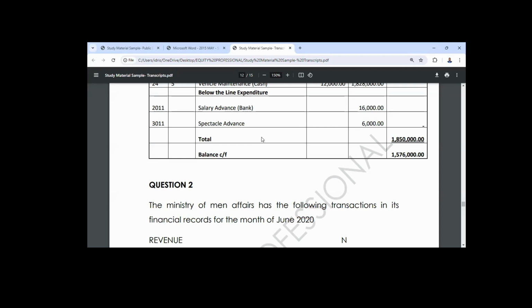PSAP syllabus is very broad, so we must cover at least 85% or 90% of the syllabus. I'm not saying PSAP is very hard. In terms of coverage, PSAP is broader than PM and FR, though it's very simple. Number 2, sir.